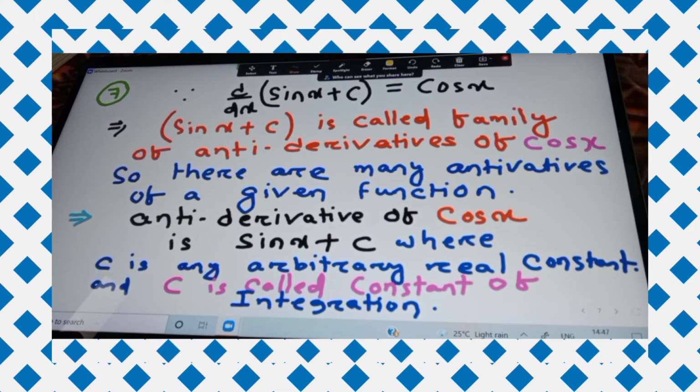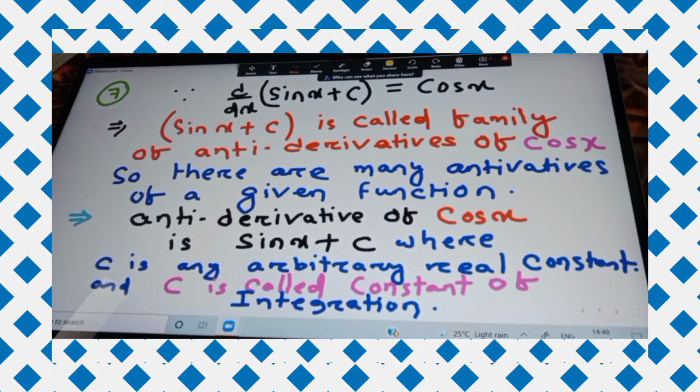Yes, the derivative of sin x plus 3 is equal to cos x. It means in place of c, we can take different types of real numbers, any real number. So the derivative of sin x plus c is always cos x. It is clear that sin x plus c is called the family of antiderivatives of the function cos x. So there are infinite number of antiderivatives of a given function. Is it clear?